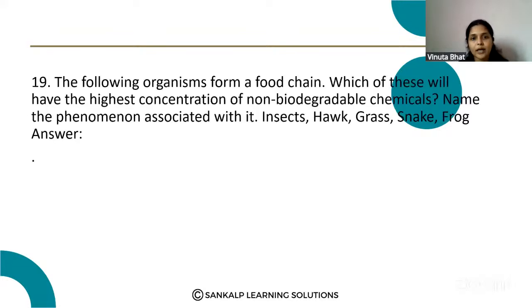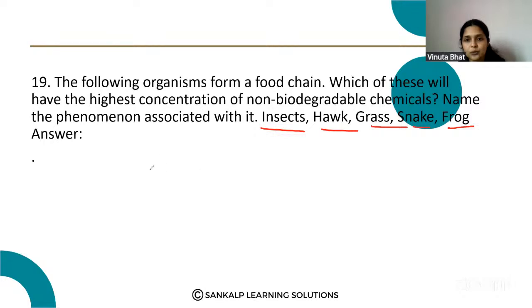The following organisms form a food chain. Which of these will have the highest concentration of non-biodegradable chemicals? Name the phenomenon associated with this. Here: insects, hawk, grass, snake and frog.